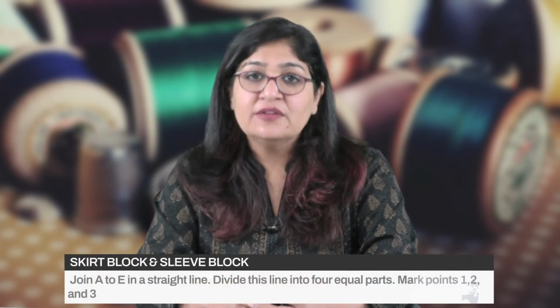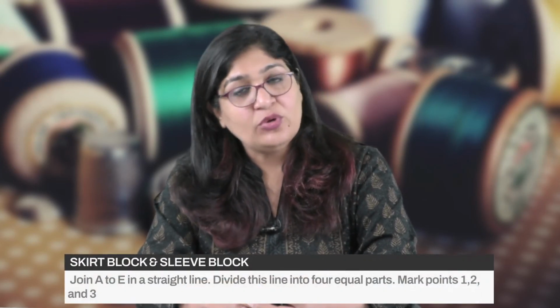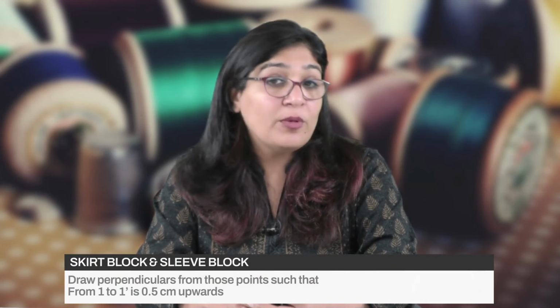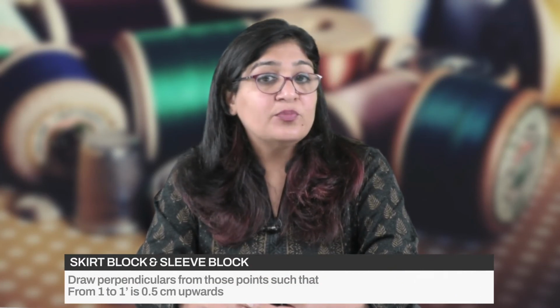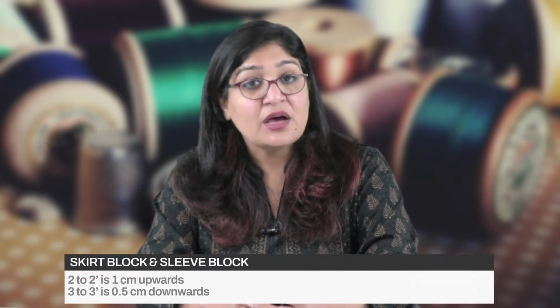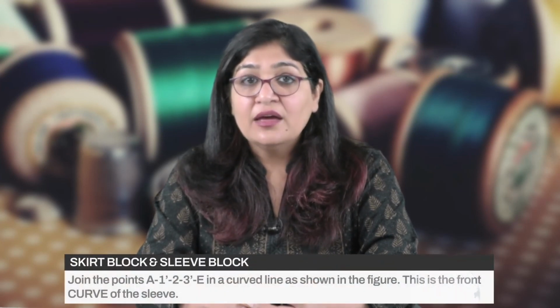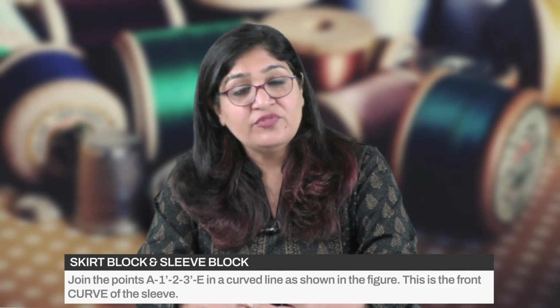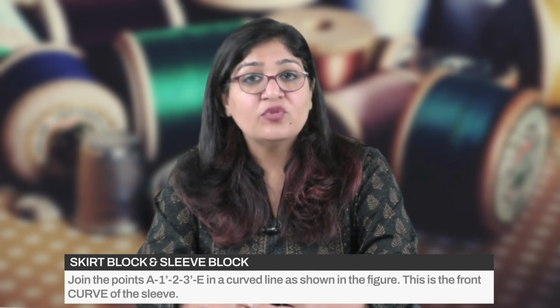Join A to E in a straight line. Divide this line into 4 equal parts. Mark points 1, 2 and 3. Draw perpendiculars from these points, such as from 1 to 1' is 0.5 centimeters upwards, 2 to 2' is 1 centimeter upwards, and 3 to 3' is 0.5 centimeters downwards. Join the points A to 1', to 2', to 3', to E in a curved line as shown in the figure. This is the front curve of the sleeve.